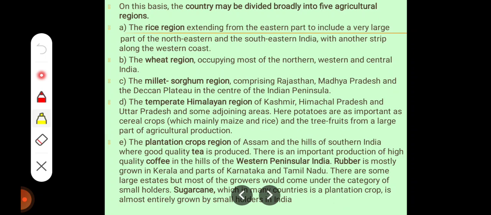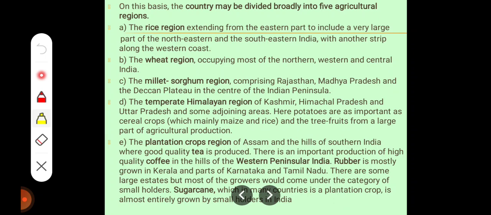Fourth, the temperate Himalayan region, in that Kashmir, Himachal Pradesh, and Uttar Pradesh, and some adjacent areas. Here, potatoes are as important as cereal crops, which are mainly maize and rice, and the tree fruits form a large part of the agricultural production.